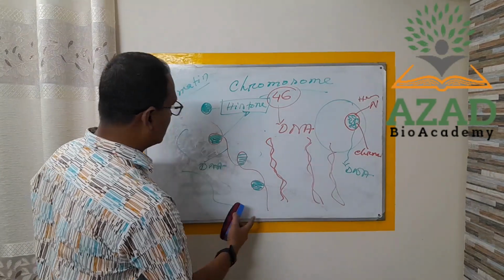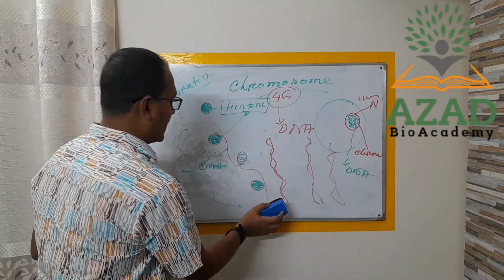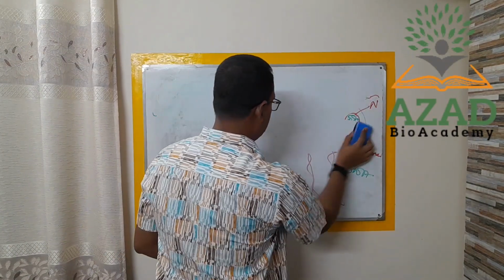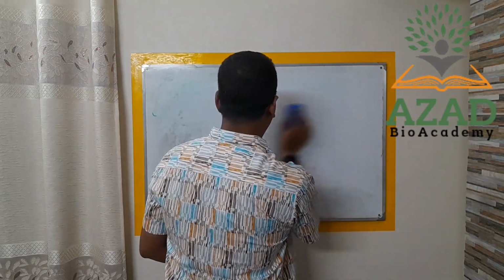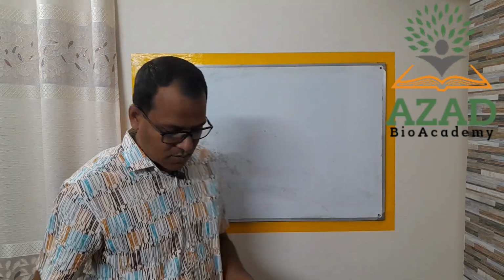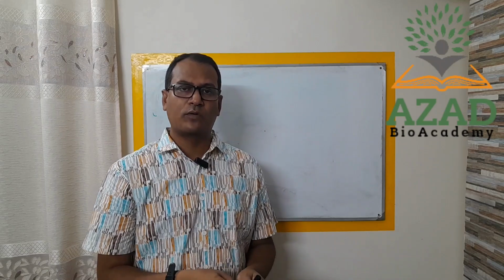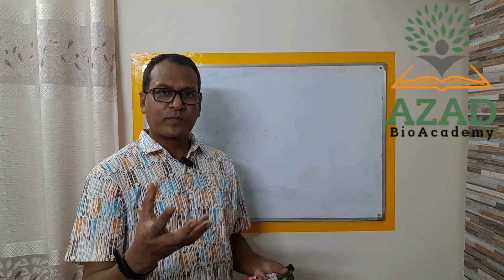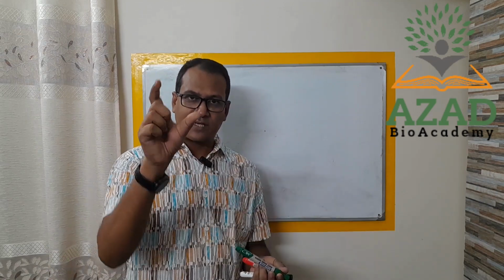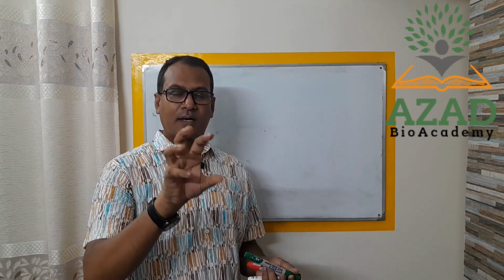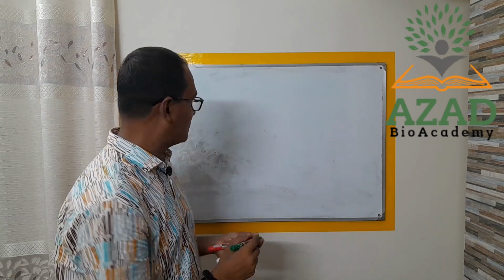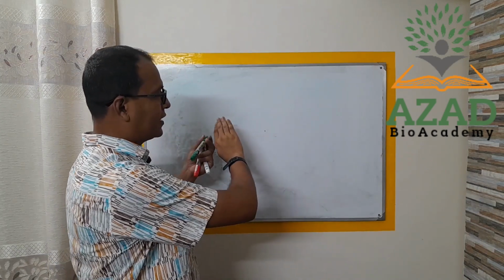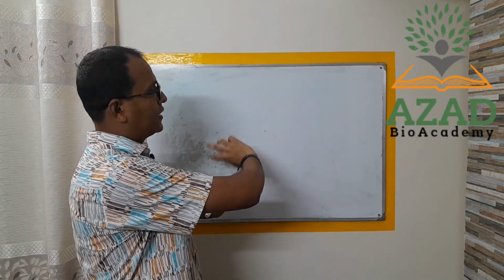Okay, so this is the chromatin, and in that form normally DNA is present within the cell. So when will the chromosome form? That is the question. You know, during cell division, in the interphase, the S phase, that is the synthetic phase, over there the genetic material is copied, replicated.